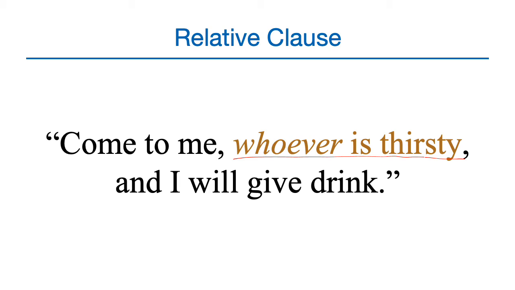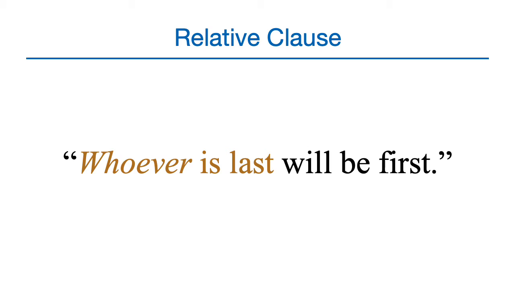And again, we have seen this, come to me, whoever is thirsty. That is a relative clause. Whoever is thirsty is a relative clause because it is introduced by a relative pronoun, whoever. Another example, whoever is last. That is a relative clause standing in place of a noun, a substantive. Whoever is last will be first. So the dependent clause, the relative clause, is whoever is last.